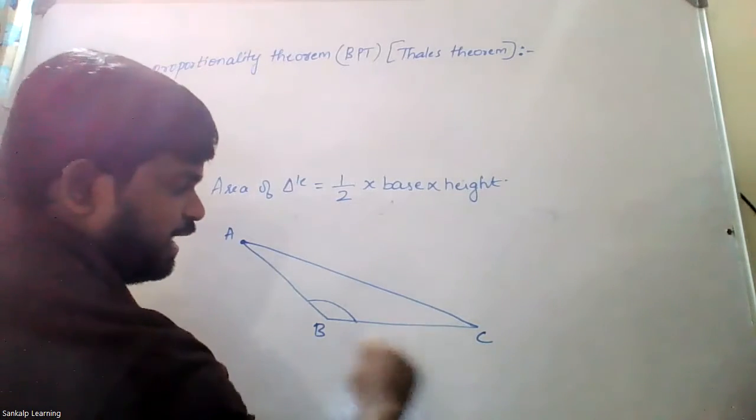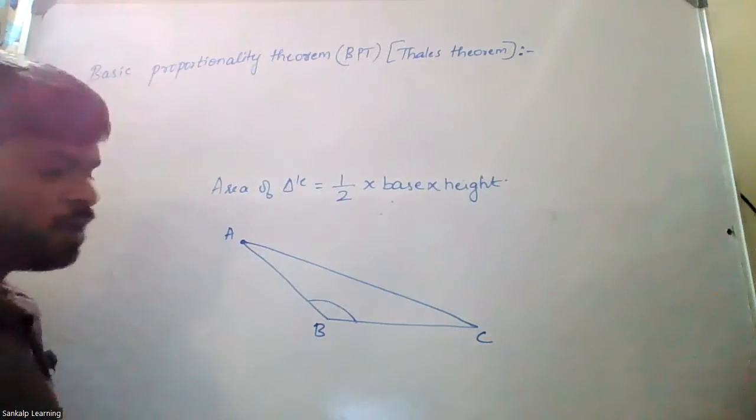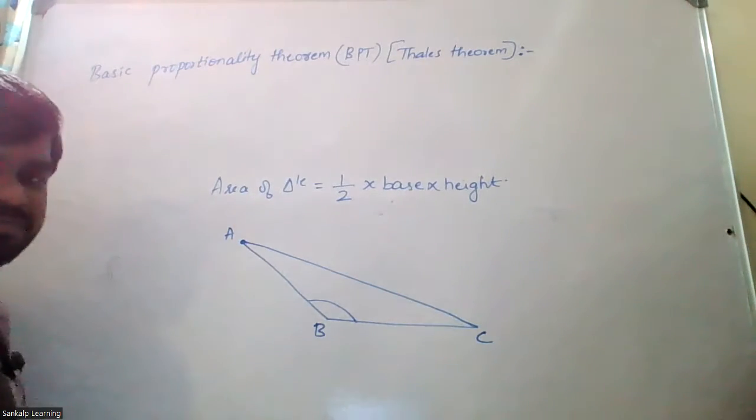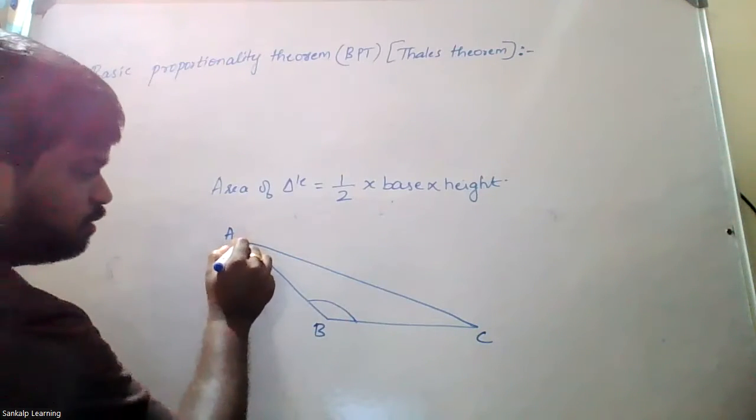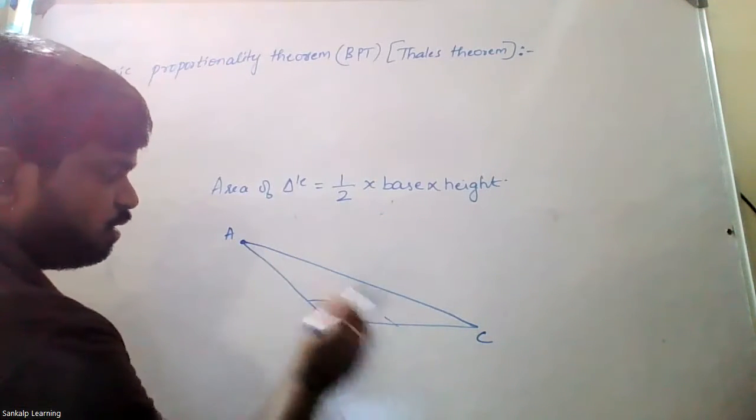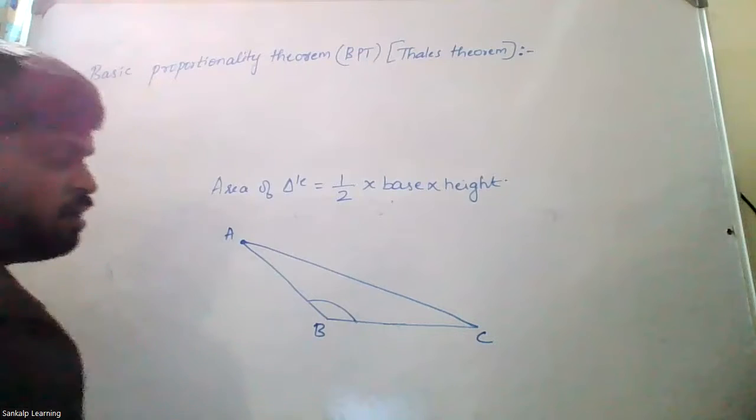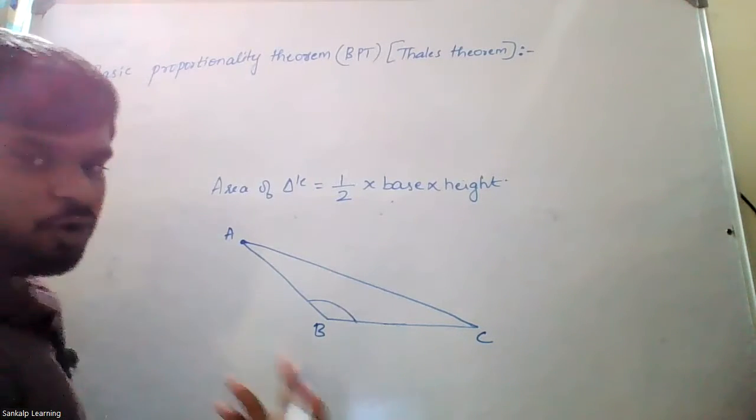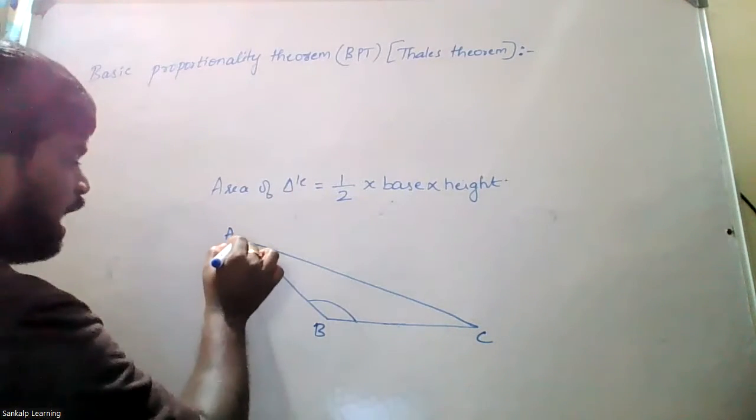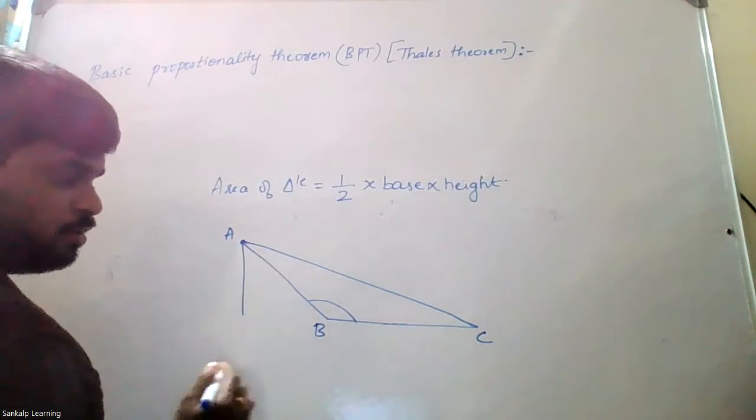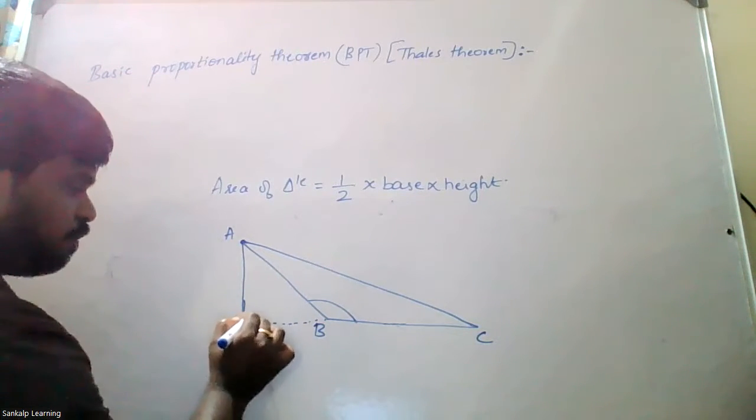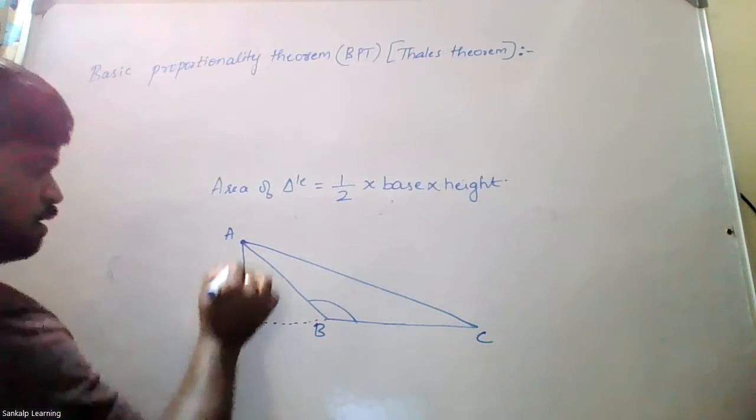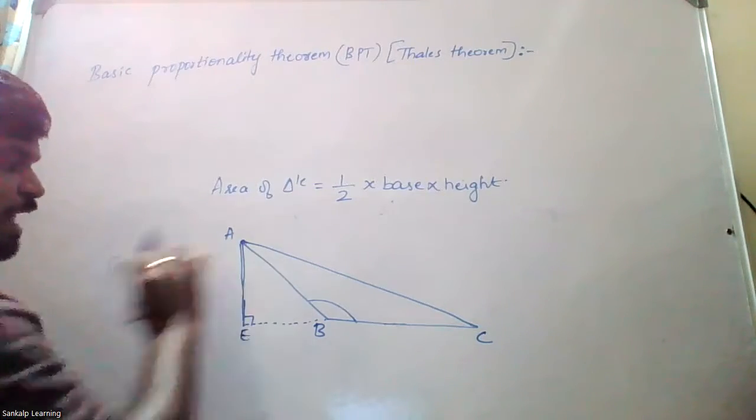Now, suppose I take this as the base. From the opposite vertex, I should have a perpendicular. But can I draw a perpendicular? There is no possible way, right? So I have to draw a perpendicular, but I'm not able to draw it. So what I'll do is, I'll draw the perpendicular outside. I'll just extend this base and I'll draw the perpendicular. Okay. This is the perpendicular. So this will act as the height.